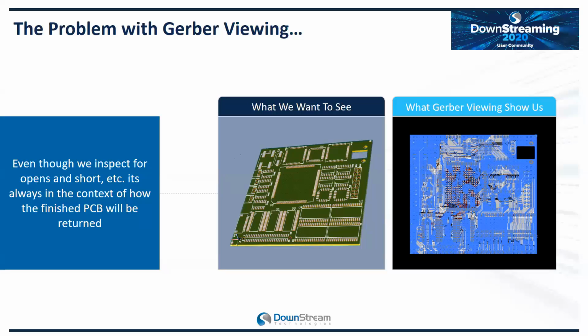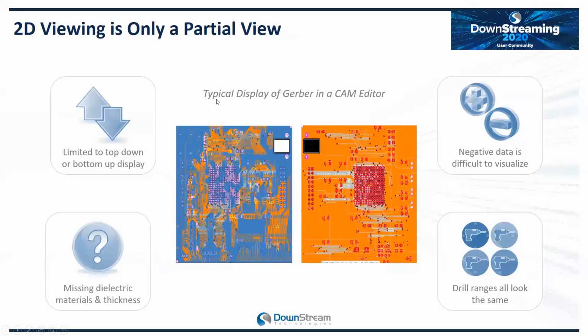So what we want to see is a finished PCB. In reality, what we're actually looking at when we try to do this is a top-down Gerber view of all the different design information contained in the manufacturing files. So it's kind of an incomplete picture. When you're looking at Gerber, you're restricted to viewing your design either top-down or bottom-up. And a lot of times that's okay. In some cases, it creates unique challenges.